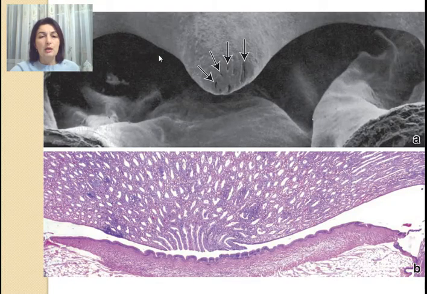In this picture, we are looking at the apex of the pyramid, the region of the area cribrosa, which has so many openings. In this case we see these are actually openings of the collecting tubules, which open at the apex of the pyramid into the minor calyx.